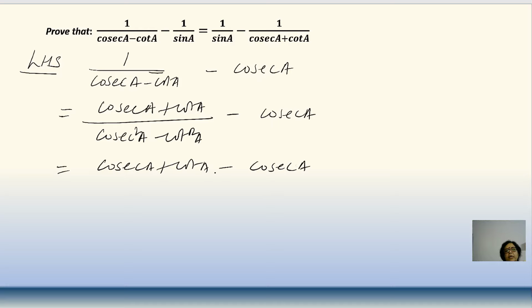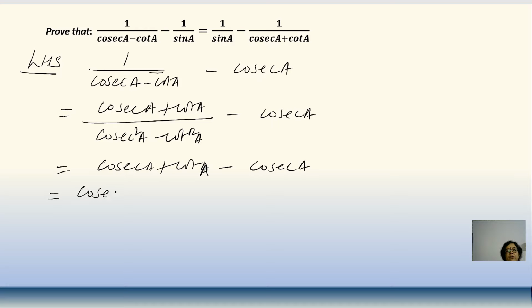Now from here we can proceed in two different ways. We can cancel out the cosec A terms and leave it as cot A, and take the right hand side and reduce that also to cot A, and say that the left hand side is equal to right hand side. Otherwise, we can also do it this way.